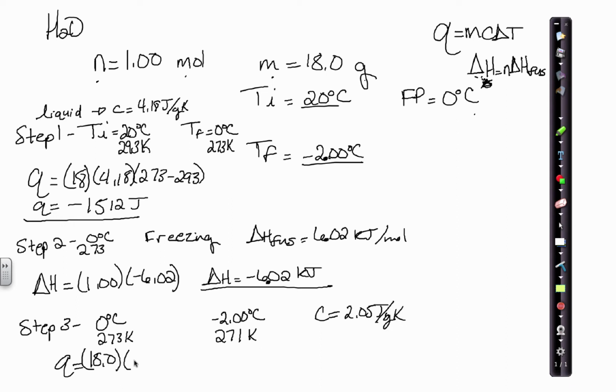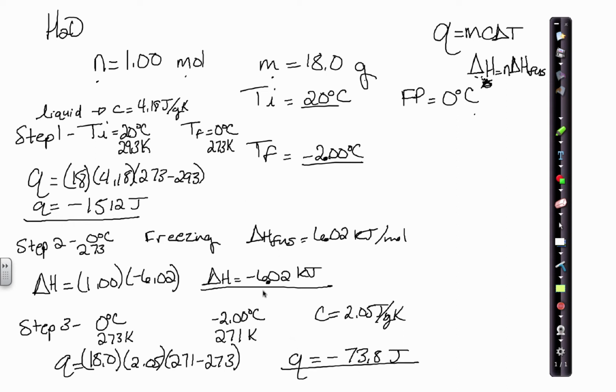So I'm going to use 2.05 here, not 4.18, because I have to consider the state of matter. It changes. All right, so final minus initial, 271 minus 273. So when I solve for Q here, I'm going to get negative 73.8 joules.